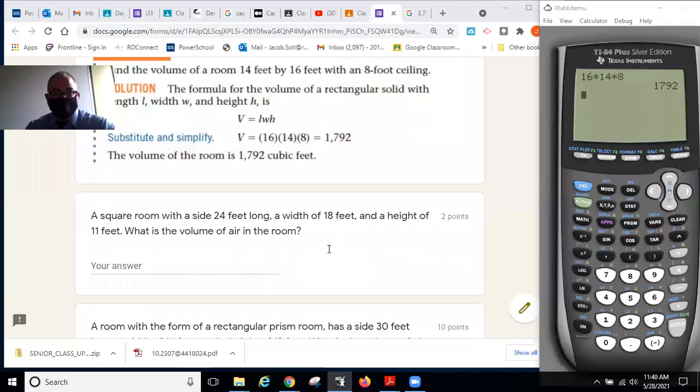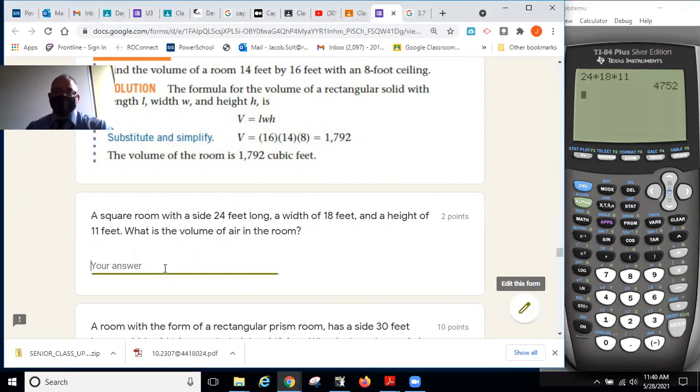All right. You had some time to think about this. It's really straightforward now. It's a square room with a side 24 feet long, 18 feet wide, and a height of 11. That's going to be 24, that's the length, times 18, that's the width, times 11, that's the height. And the only trick of this is to make sure you write cubic feet, right?